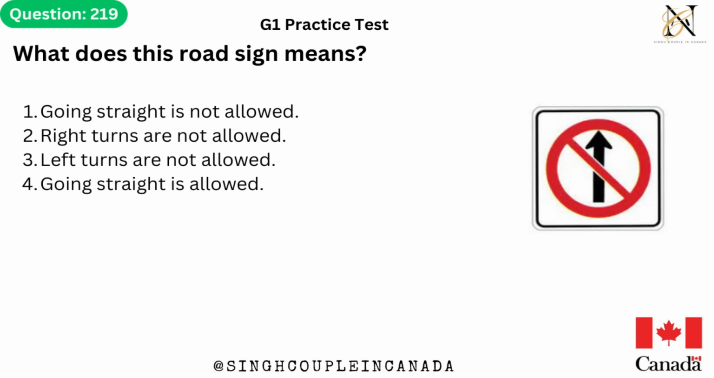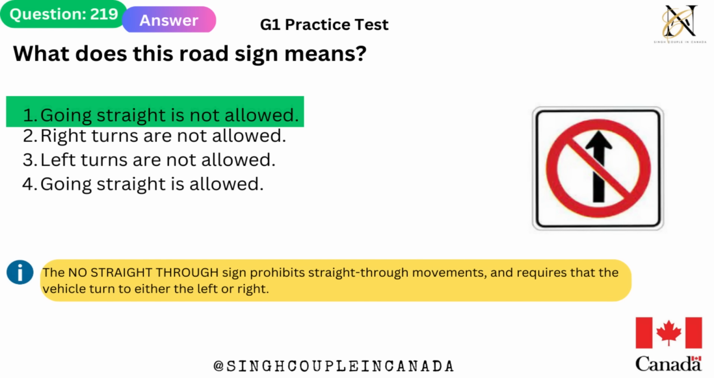What does this road sign mean? 1. Going straight is not allowed. 2. Right turns are not allowed. 3. Left turns are not allowed. 4. Going straight is allowed. The answer is 1. Going straight is not allowed. The no straight through sign prohibits straight through movements, and requires that the vehicle turn to either the left or right.